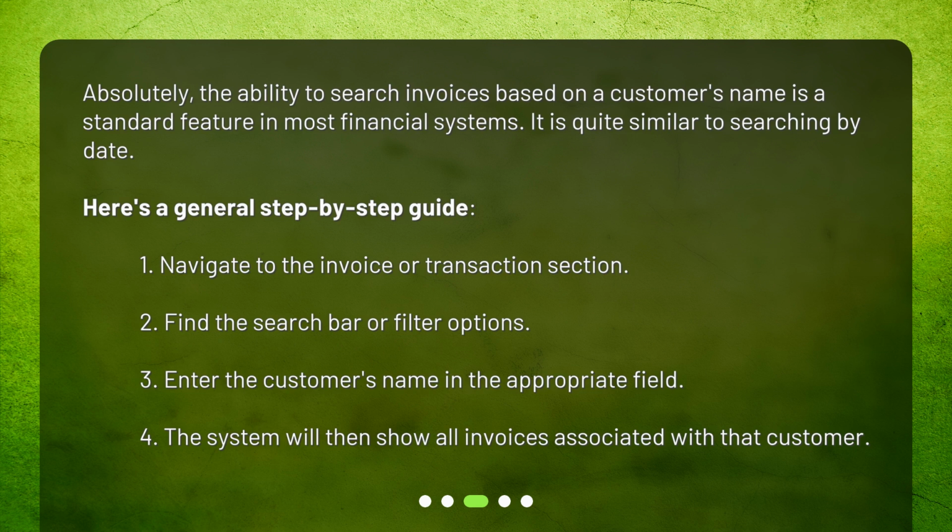1. Navigate to the invoice or transaction section. 2. Find the search bar or filter options. 3. Enter the customer's name in the appropriate field. 4. The system will then show all invoices associated with that customer.